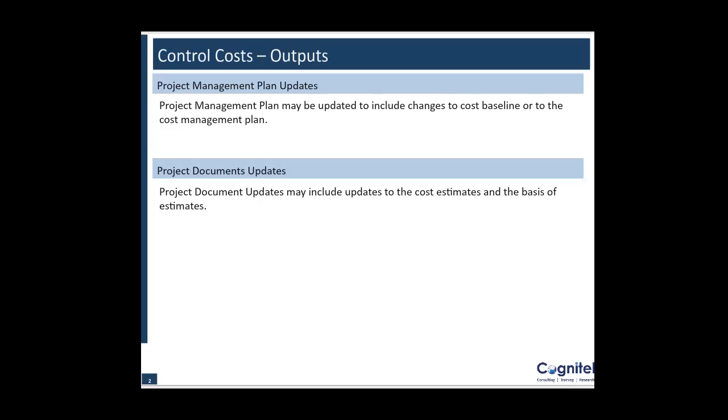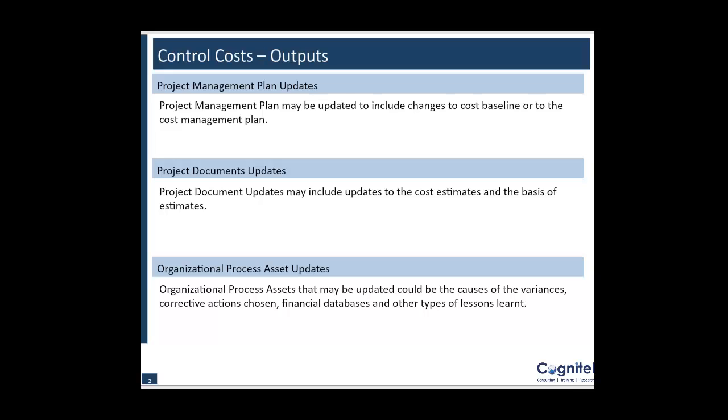Project document updates could be other documents which get affected by this. It could be your estimation, it could be your checklist, etc. All those documents can also get impacted by this change request. Once this change request has been implemented, the other documents related to project management would also get impacted. So that is what your project document update is.